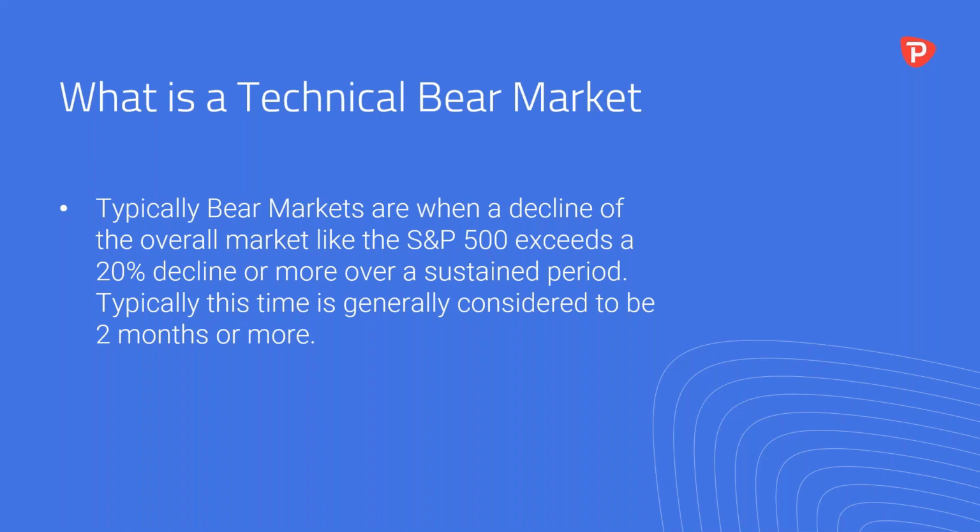Okay, so another thing we want to mention is what is a technical bear market. Of course, with hedging, people are basically hedging uncertainty. So I want to talk about bear markets with indexes as well. Typically a bear market is when a decline of the overall market, like the S&P 500, let's say, exceeds a 20% decline or more over a sustained period. Typically this time is generally considered to be 2 months or more.